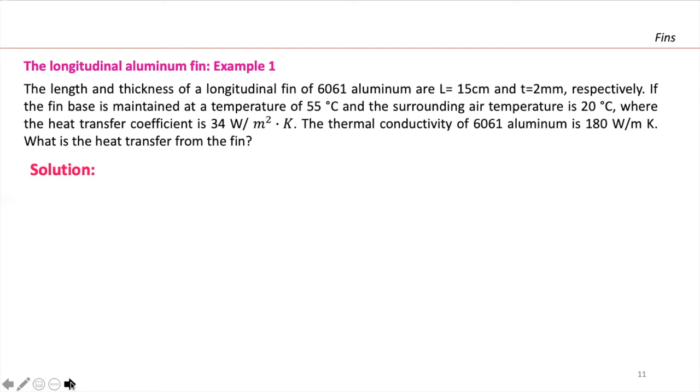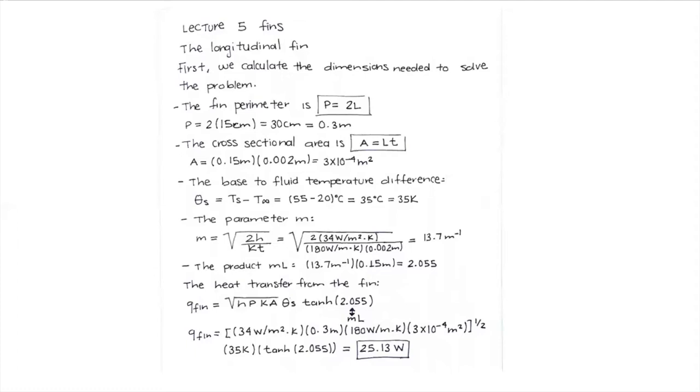The way I solve these problems, typically, I calculate step by step. First, the perimeter, then the area, then the fin parameter M, and then I put everything in the equation. It's up to you if you want to put all the numbers in the equation. Typically, I do it step by step in case I made a mistake. So as you can see in my solution, I do step by step again. If you feel comfortable, just put everything in the heat transfer from the fin equation. I do it step by step in order to check if I did any miscalculation.